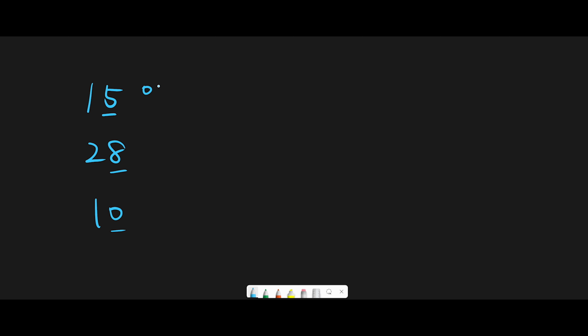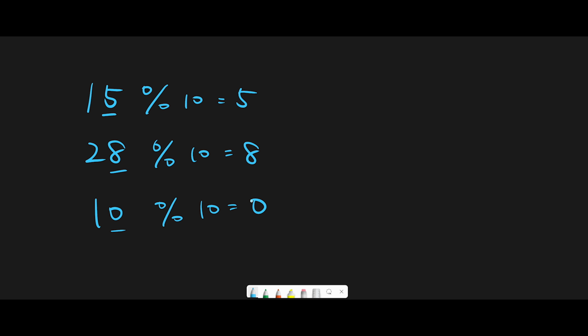So 15 divided by 10 should give a remainder of 5. And 28 divided by 10 should give 8. And 10 divided by 10 should give 0. So look at these numbers. We successfully get the number from the ones place, right? So we can use these numbers.